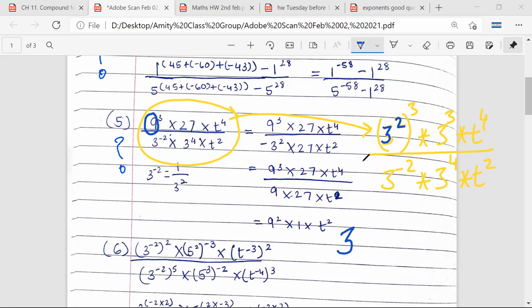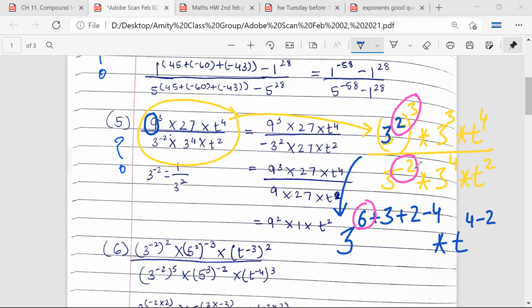And after this, I'll write this as 3 raised to power 6 plus 3 plus 2 minus 4 into t raised to power 4 minus 2. I have skipped a step. If anybody has an issue, please let me know. Aishwarya ji? No, sir, I got it. So what I have done is, this is 6. This minus 2 has become plus 2. This 3 is this 3, and this 4 is this minus 4. Sanvi ji, is it okay? Yes, sir.